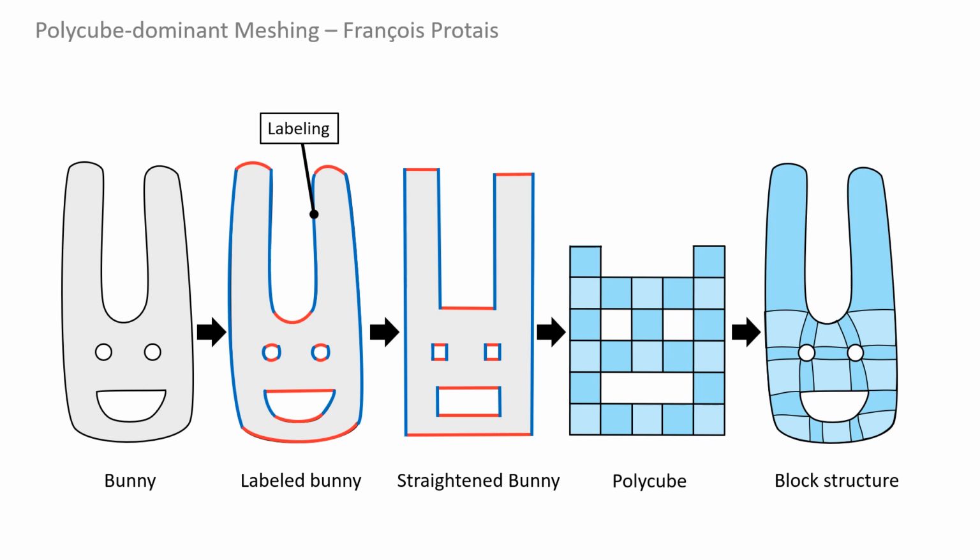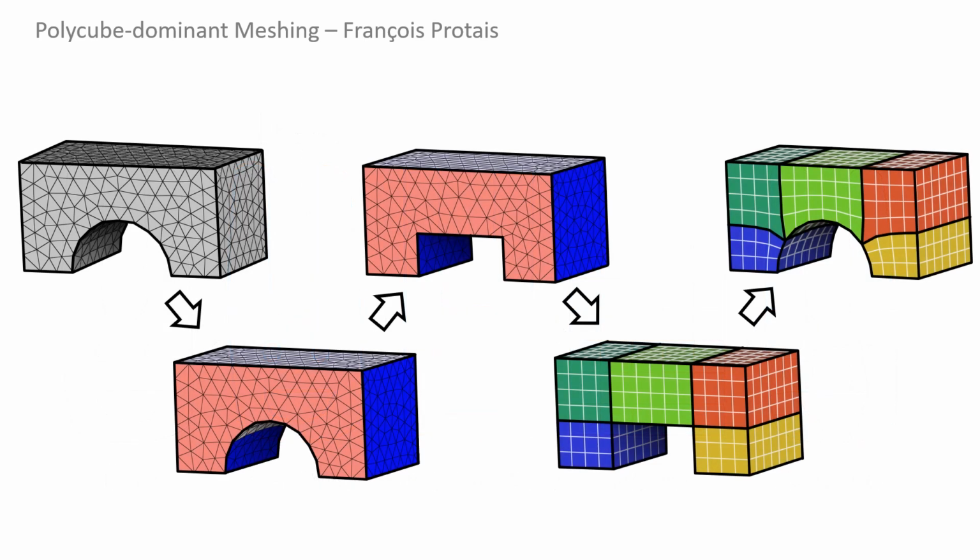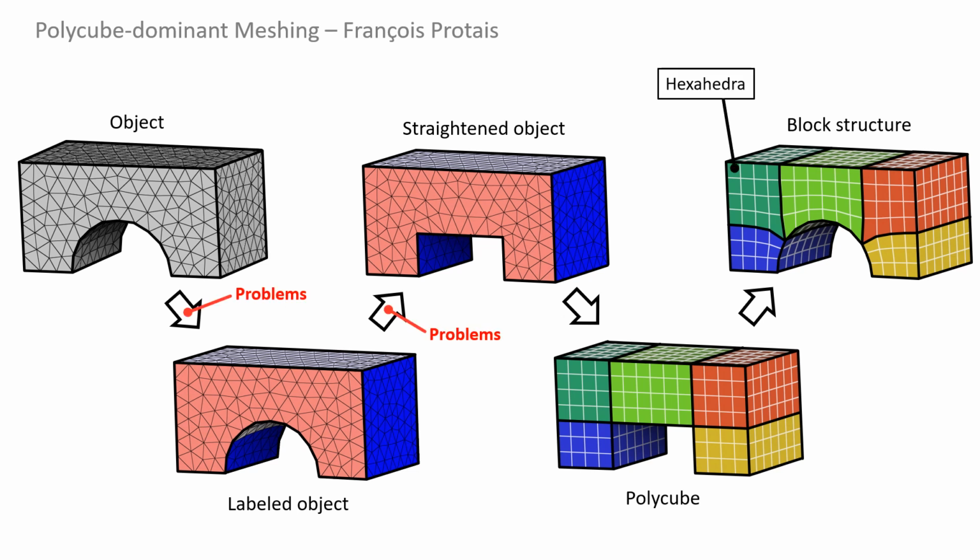Until now, images have been two-dimensional, but this of course works for volumes, where we have an object which we label, then straighten to extract the polycube from it, and finally we get our block structure, with hexahedra at the end. At the beginning of my PhD, each of those steps was problematic. Our success has been to solve 3 of those 4 problems.